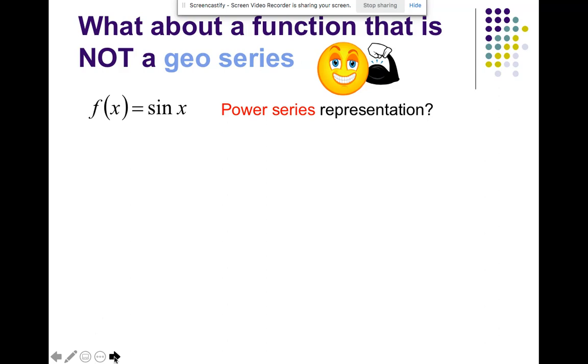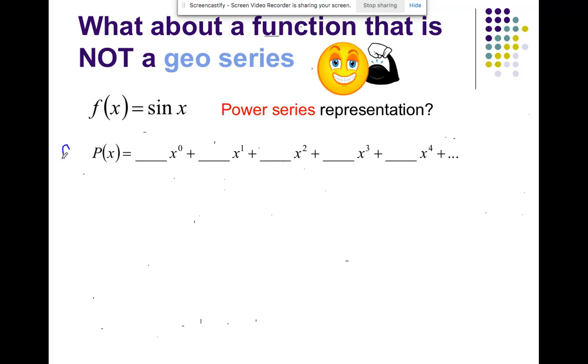All right, what's step 1? The polynomial, the infinite polynomial, is exactly equal to f of x, which is sine x. How do I find it? I know what the power series centered at 0 looks like. X to the 0, x to the first, x squared, x cubed, x to the fourth.